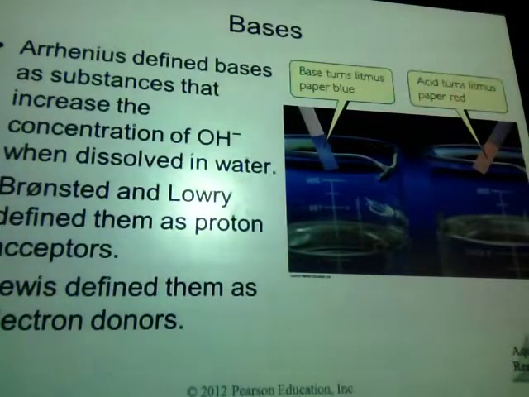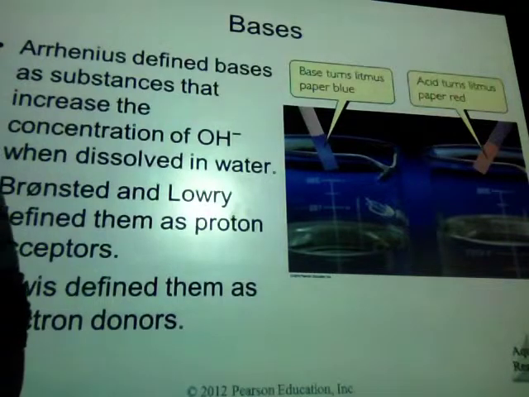Okay, so we talked about acids. Let's talk about bases. Now, again, we said that we had those 3 theories of acids and bases. There's Arrhenius, there's Bronsted-Lowry, and then there's Lewis. So in the Arrhenius theory, he defined a base as a substance that increases the concentration of OH- or hydroxide.